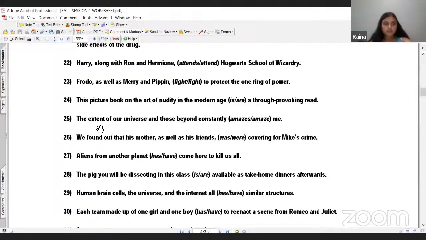The extent of our universe and those beyond constantly amazes me. What did you write? I said amaze, non-plural, but now I'm thinking, because I just substituted in my head. If you were to change it to bread and butter, it would be constantly amazes me. So that makes sense. The extent of a universe. So we are talking about the extent. Okay, the extent of a universe amazes me. Right, this is how we have to see.